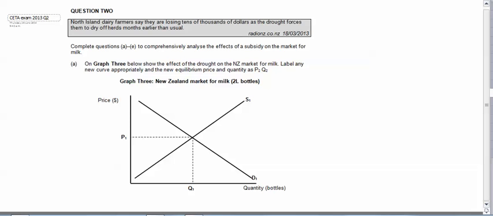So we've got the New Zealand market for milk there. Most of you should find this pretty easy. Obviously with a drought, farmers are going to be able to produce less milk. It's going to cause the supply of milk to drop. So if we just manually draw in a curve there, label it S1, pop a couple of arrows in, that satisfies the requirement for part A of this question.